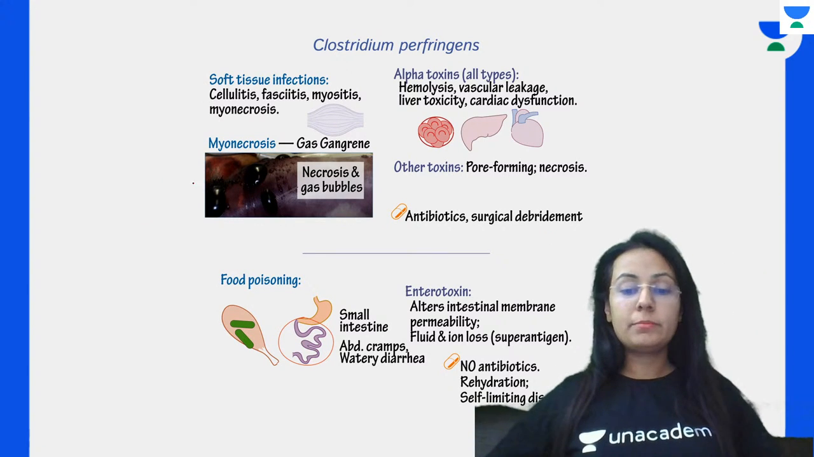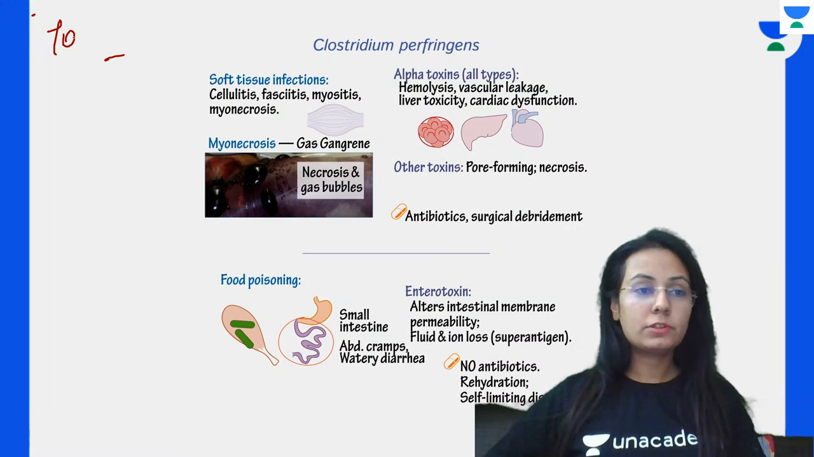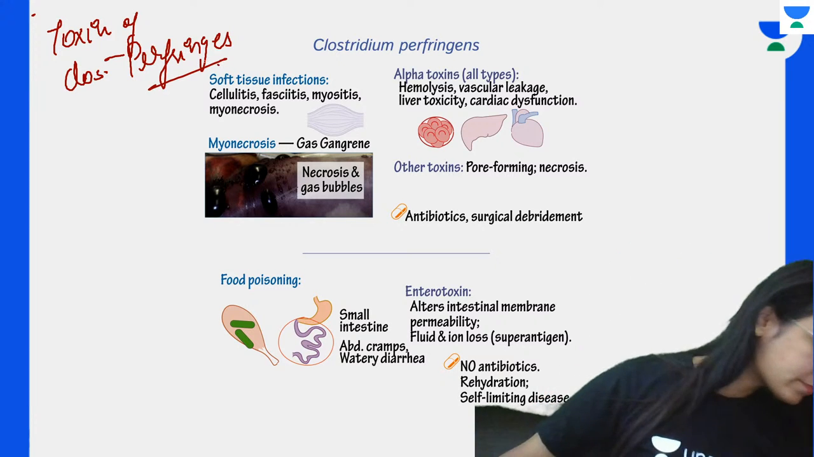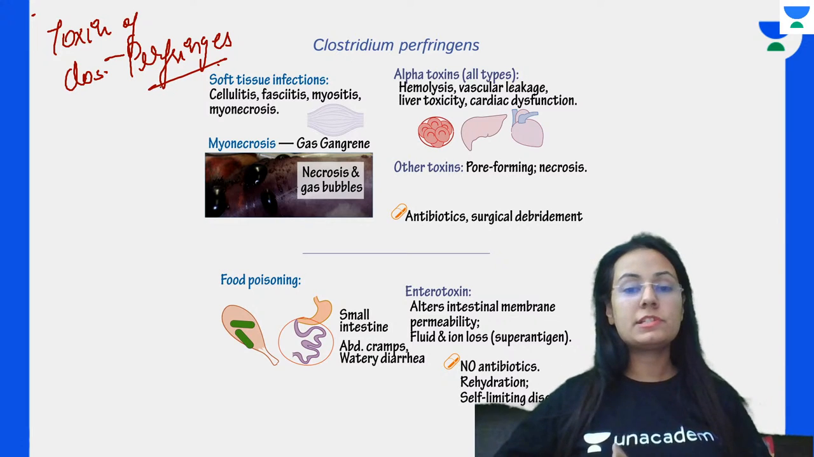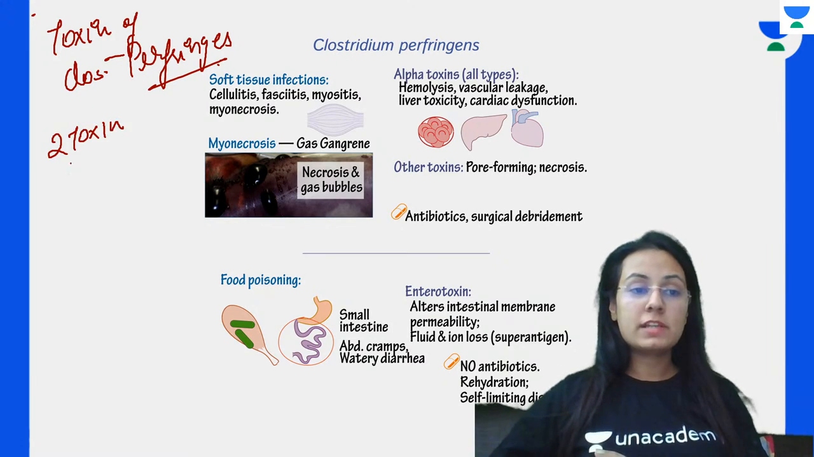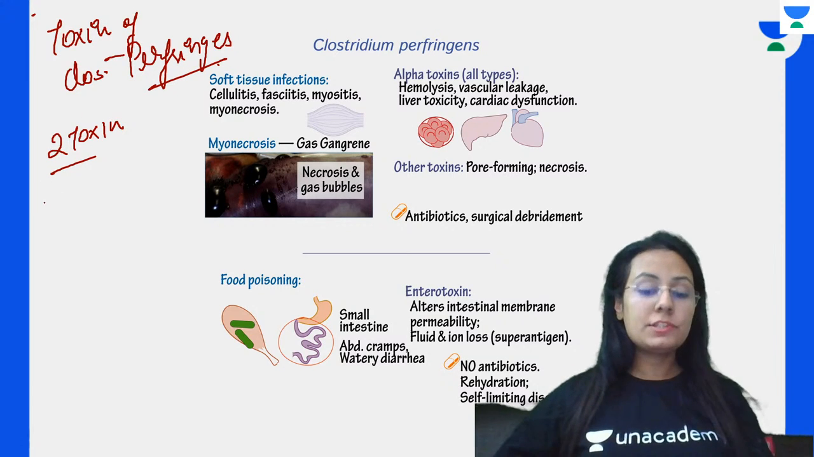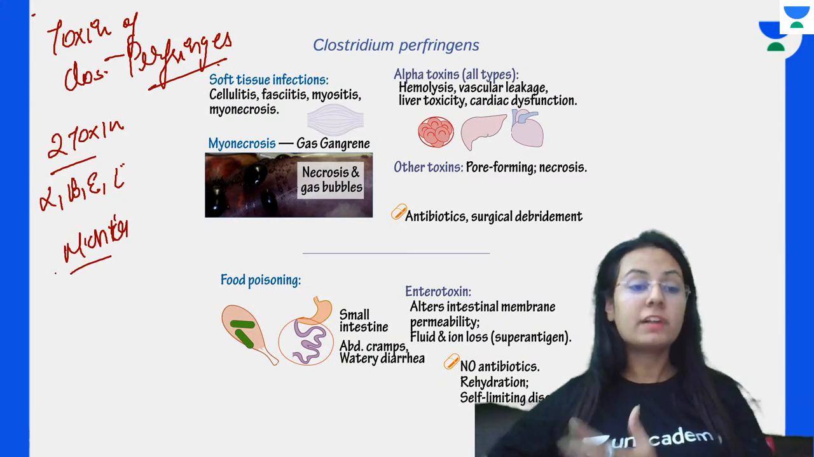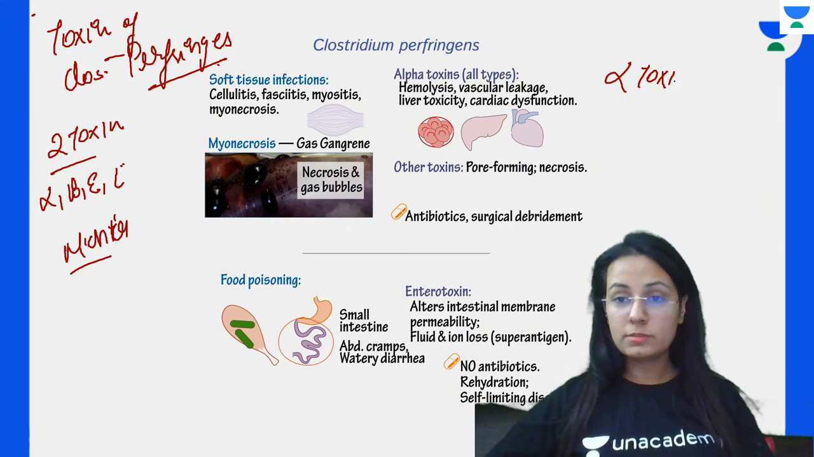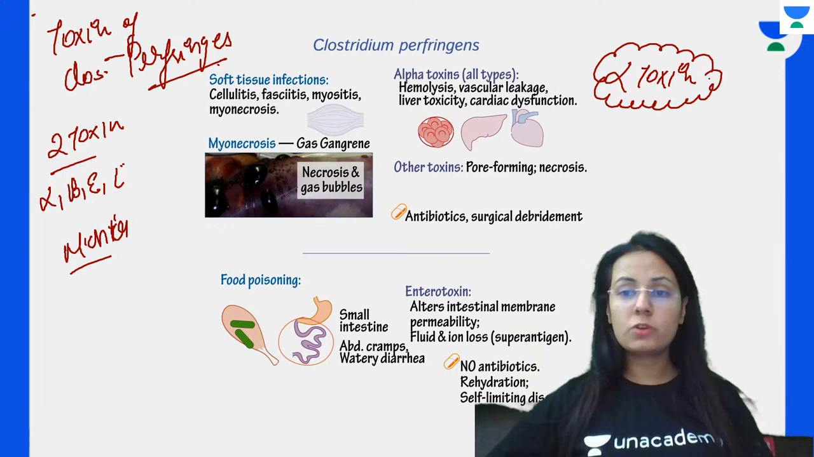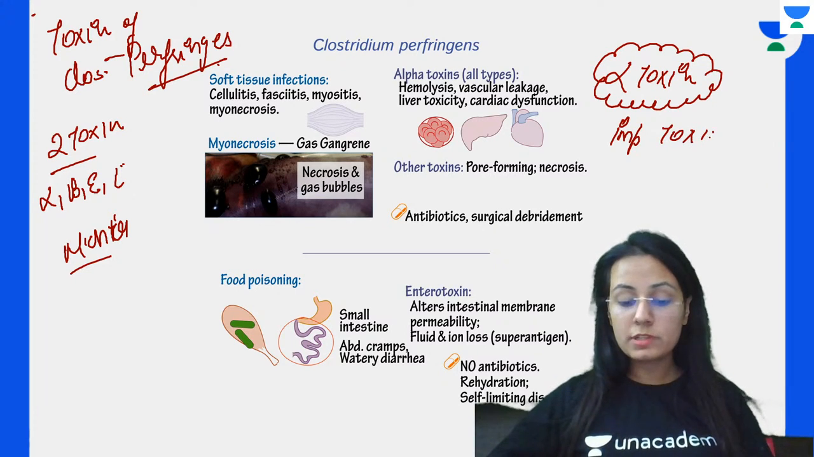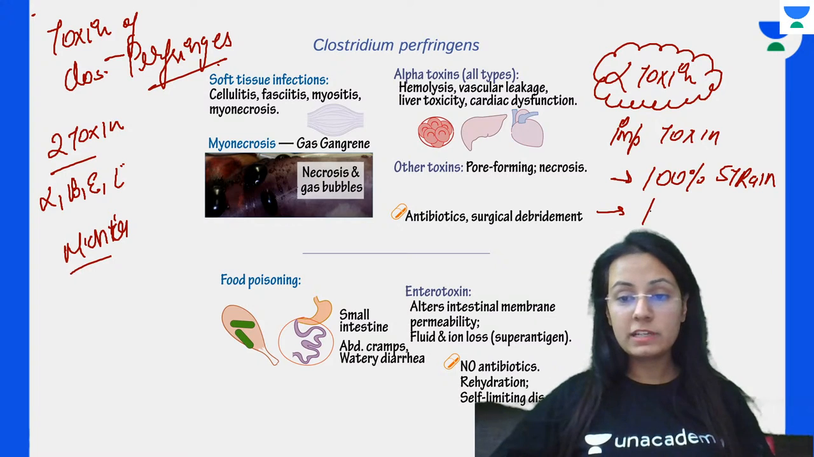Now, what are the diseases that are mainly caused? When we talk about the toxins of Clostridium perfringens, there are mainly two types of toxins, one major and another minor. The major ones are alpha, beta, epsilon, iota, and the minor ones are other toxins. We'll come to the list, and the most important one is the alpha toxin, which is the major toxin of Clostridium perfringens. It is the most important toxin and is produced by 100% of the strains. And it is having what?